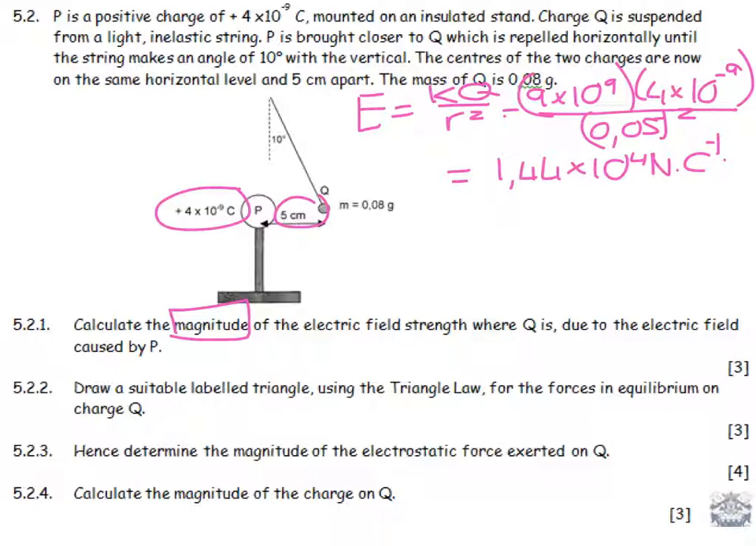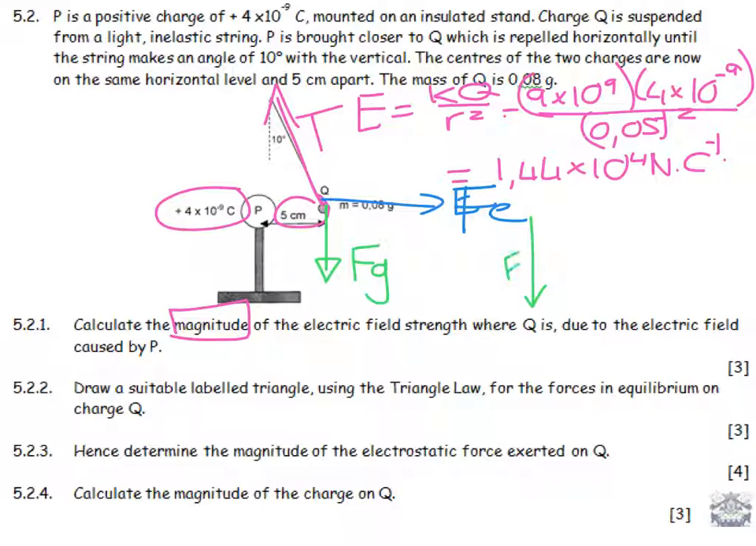Then they say draw a suitable labeled triangle using the triangle law for the forces in equilibrium. Well, I know that there's a weight acting down, Fg. I know that I'm repelling this with an electrostatic force, Fe. And I know that there is a tension in the string over here, T. If I pick those up and put them into a diagram, I land up with a downward Fg. When I'm asked to label, actually I should write the whole word out, weight. Then I have an electrostatic force.